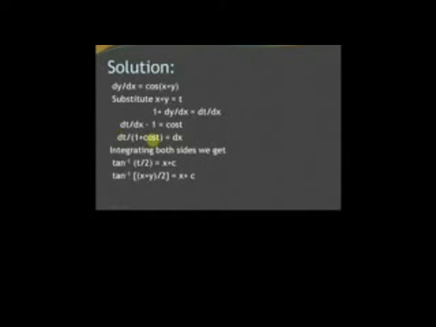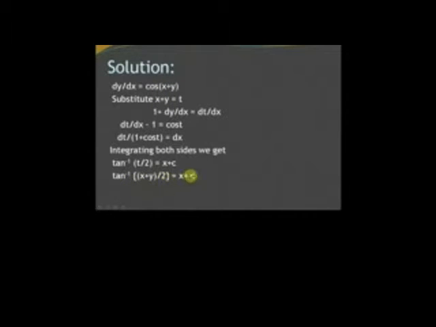We write cos t equal to (1 minus tan square t by 2) divided by (1 plus tan square t by 2), and then if we substitute tan of t equal to u, we can easily solve to get tan inverse t by 2 equal to x plus c. Again, t is equal to x plus y. So the final solution of this differential equation is tan inverse of (x plus y) divided by 2 equal to x plus c.